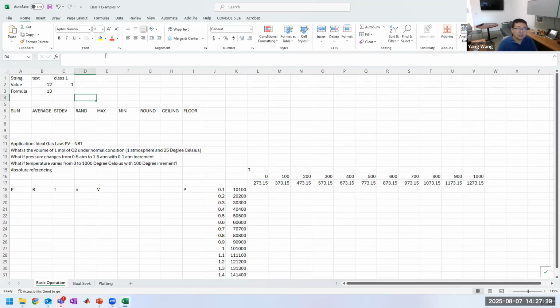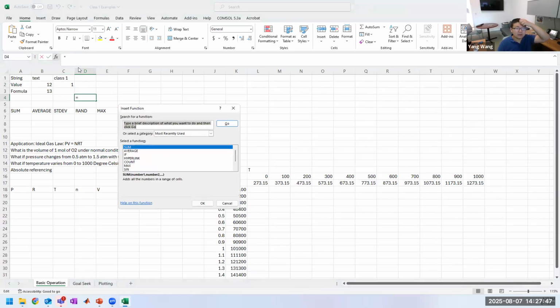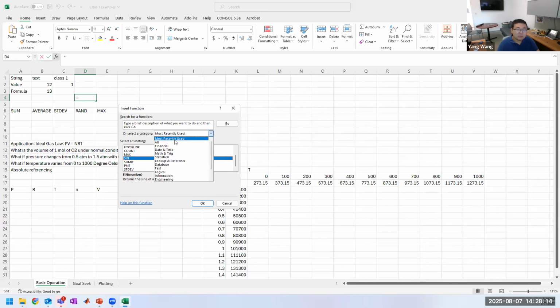In Excel, there are some functions that you will use quite commonly. You can find these functions from here, fx, right? For example, here it's showing you the most recently used, which are the ones that I have used. For example, sum, that's the summation. Average, you're trying to average a range of values, right? And then max, finding the maximum value. The sine, finding the sine value of an angle, and so on and so forth.